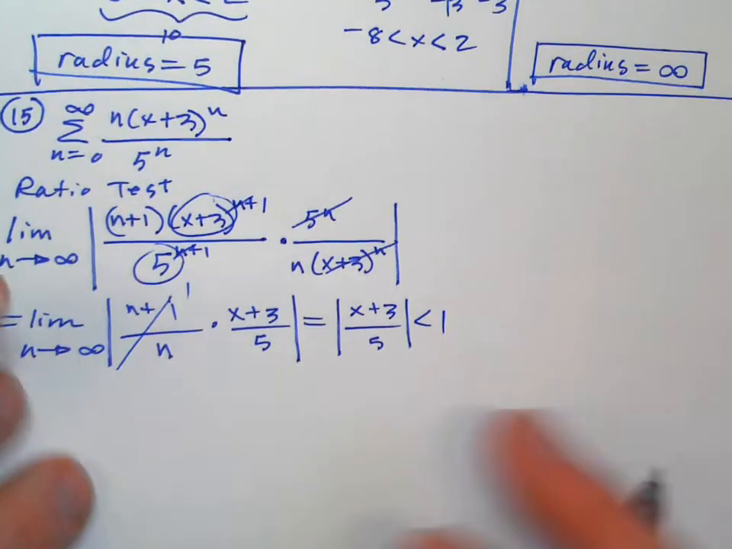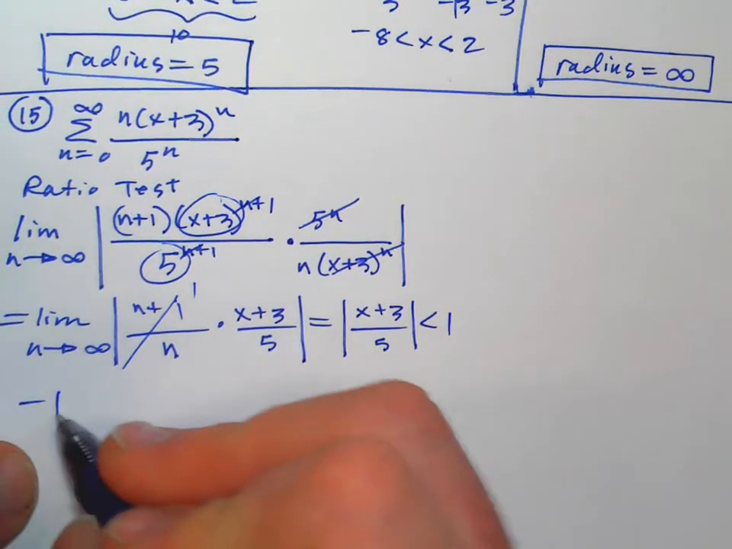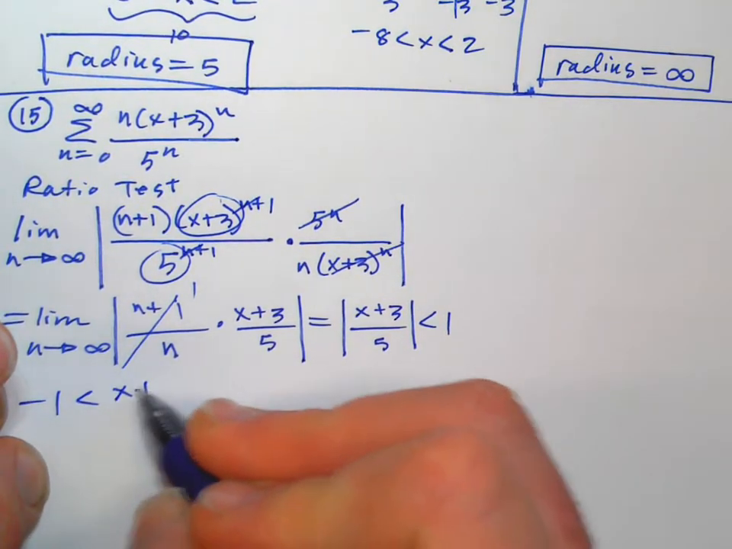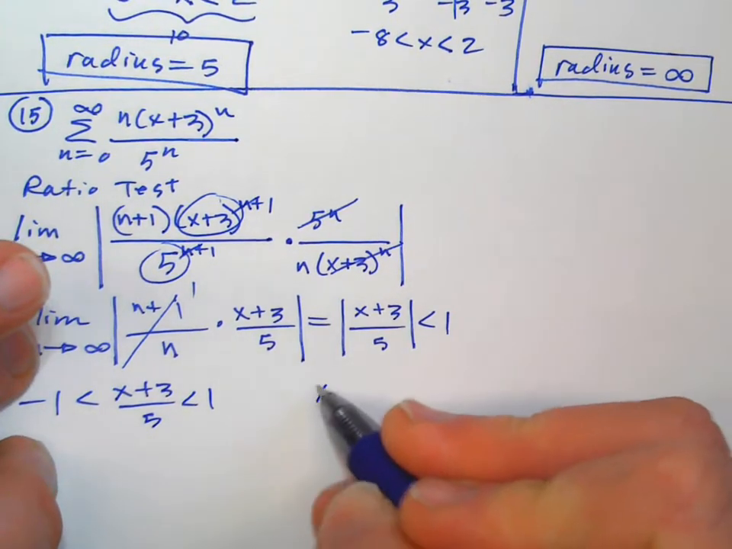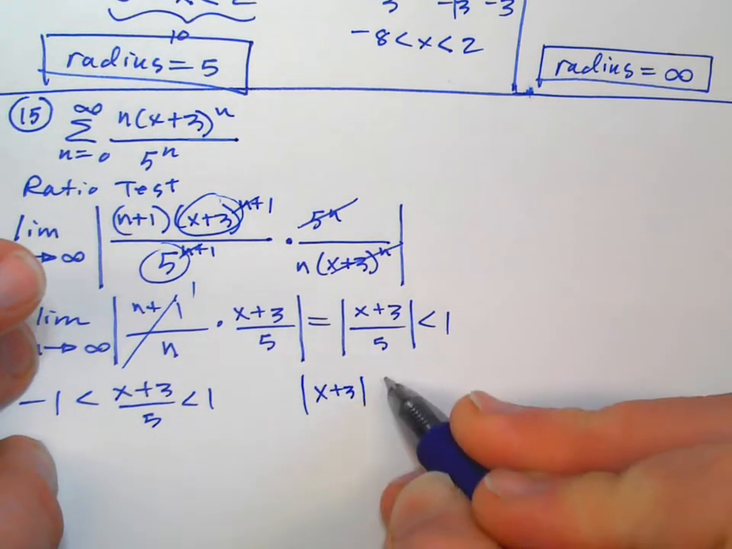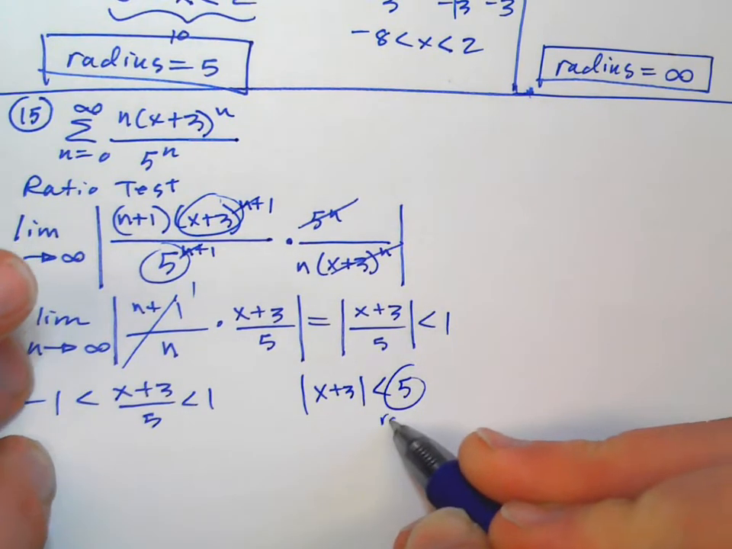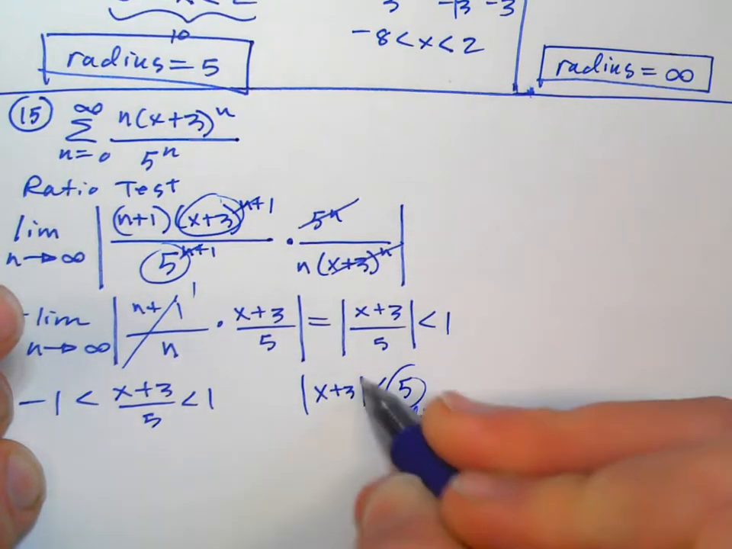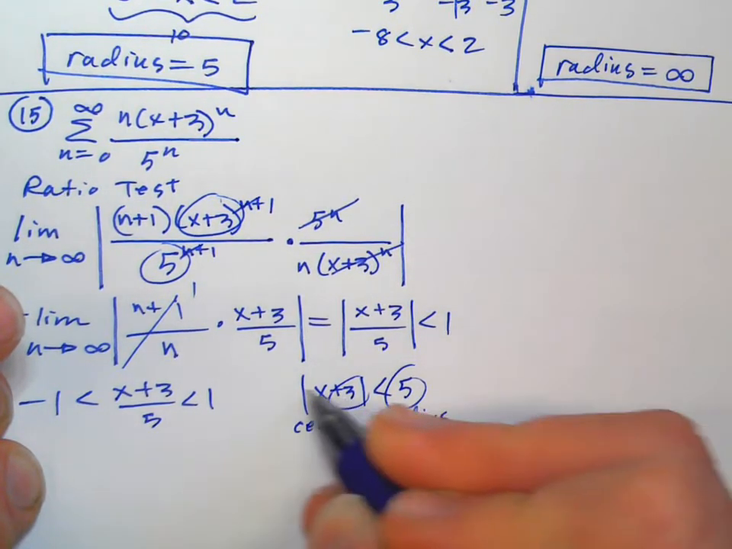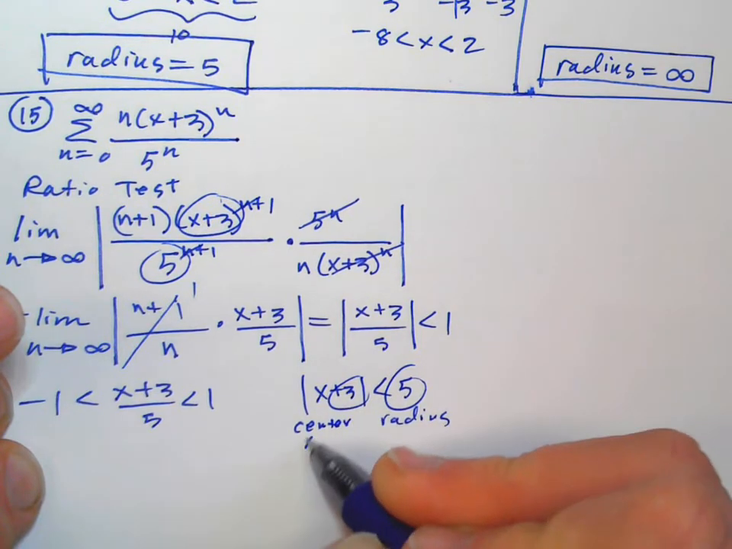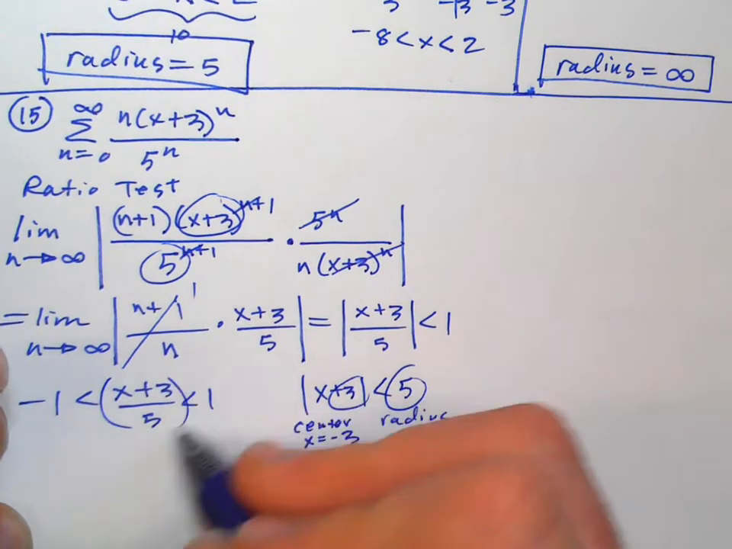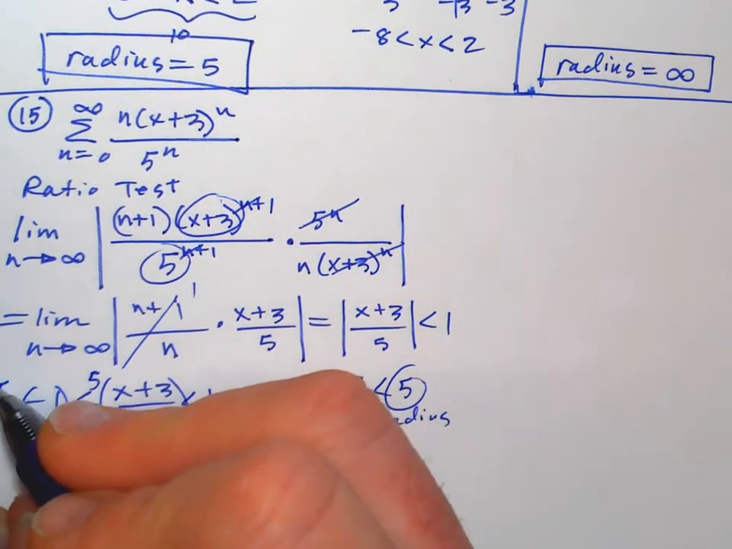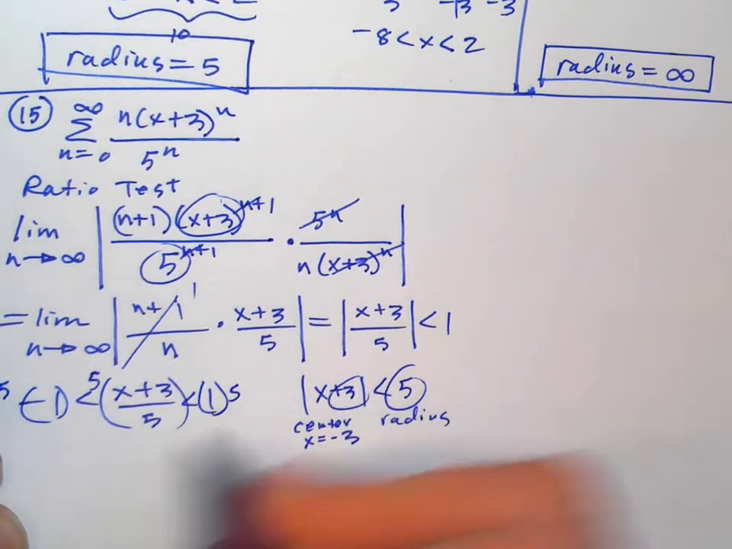So you've got options. You could say, all right, -1 less than (x plus 3) over 5 less than 1. Or you could multiply both sides by 5 before getting rid of the absolute value. And this is your radius right there. This is your center, the value that makes it 0, x equals -3. Or you could do this and try and figure it out after the fact.